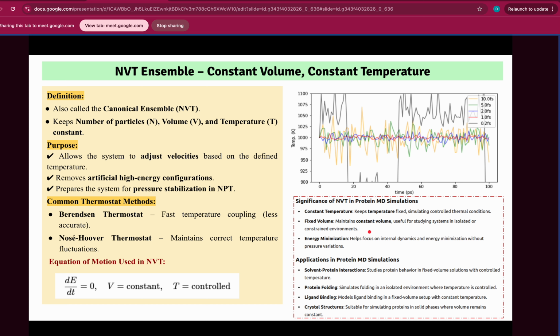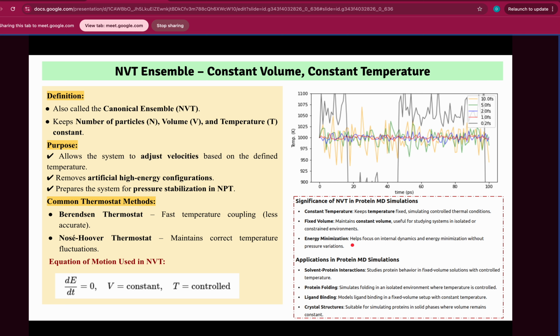If there is some other residue, substrate or ligand present, it can allow my protein to undergo a change in volume. But in this case, volume is fixed. That means there is nothing else present. This is a closed or isolated environment, so volume will not change.